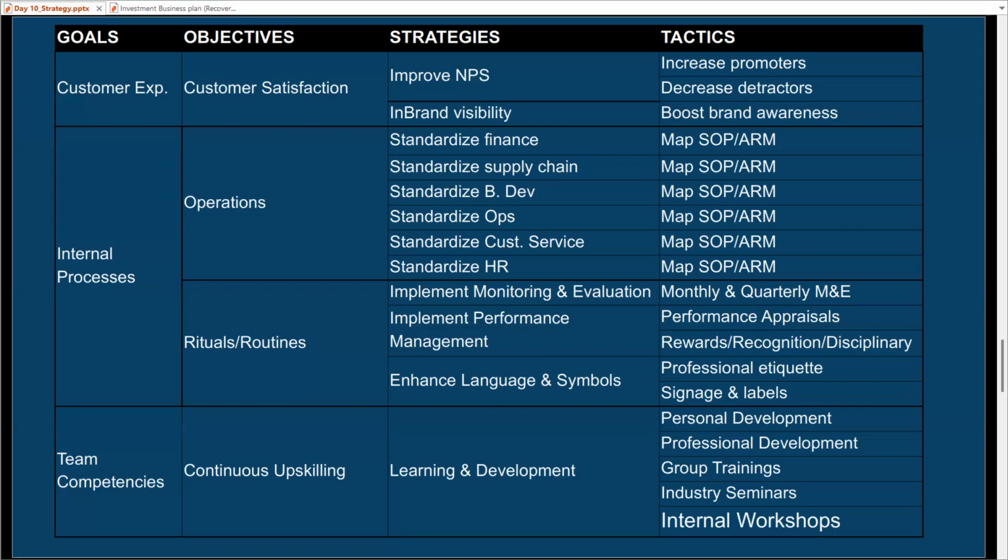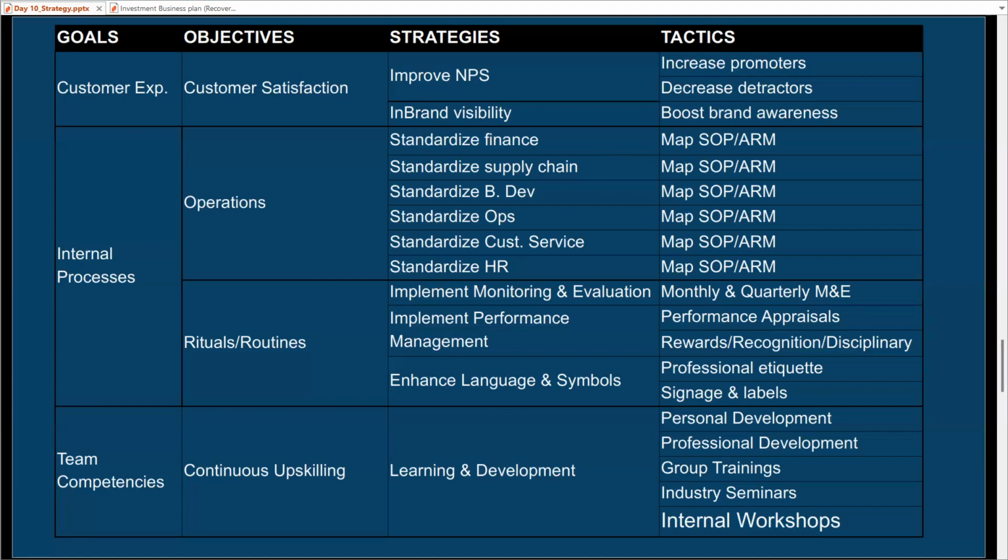Awesome. Thank you, Simon. So now we can pick up: when we say we need to align our internal processes, then the objective, we can break it into operations and routines. So our strategy will be to standardize every operation, from finance, supply chain, business operations, customer service, and HR. So what we are telling them, the tactic, is you need to map your SOPs. You need to map your activity responsibility matrix.